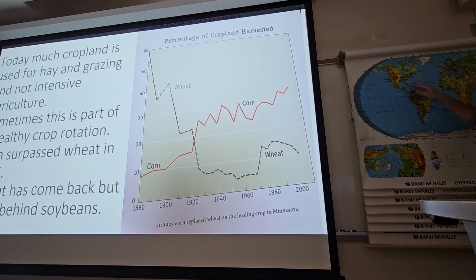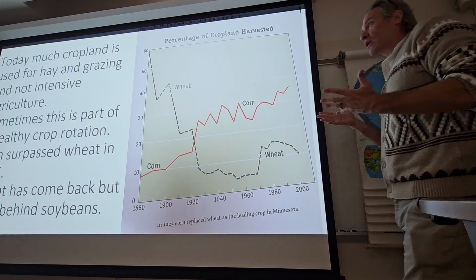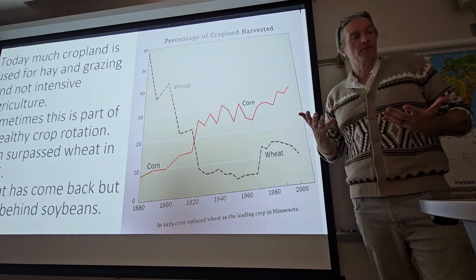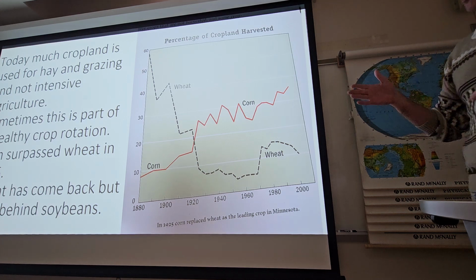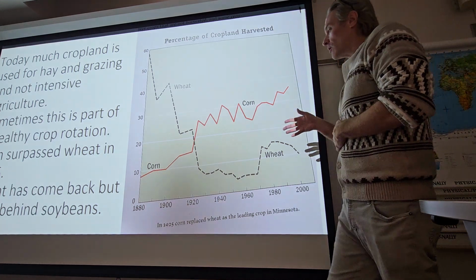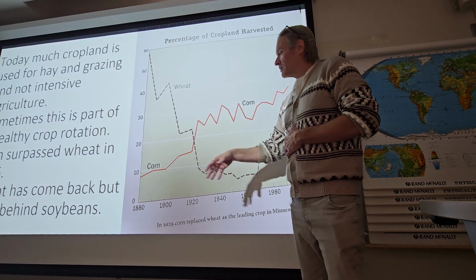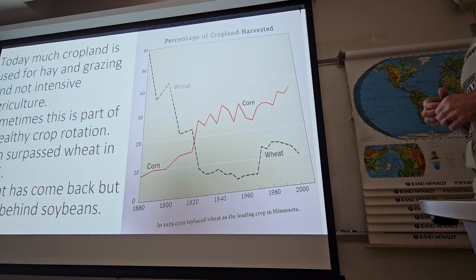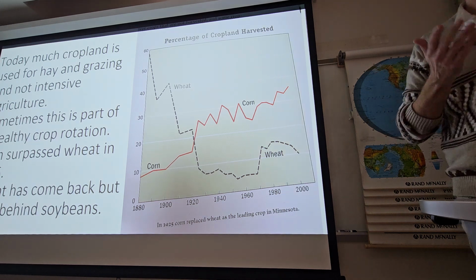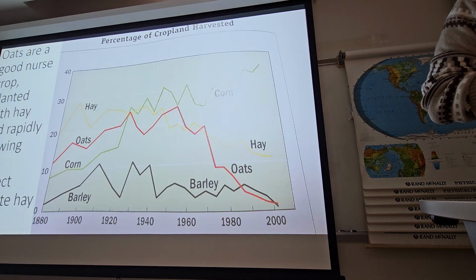Corn is originally from Mesoamerica. It's a hot weather crop that needs lots of water. Well, we do have lots of water in the state, so that's part of the reason. Plus, these more hardy varieties, right? And so this is kind of like a mini green revolution, or it's an aspect of the green revolution that happened before. As you can see, wheat then declined.